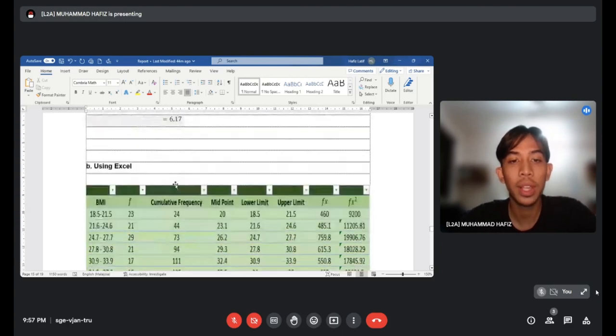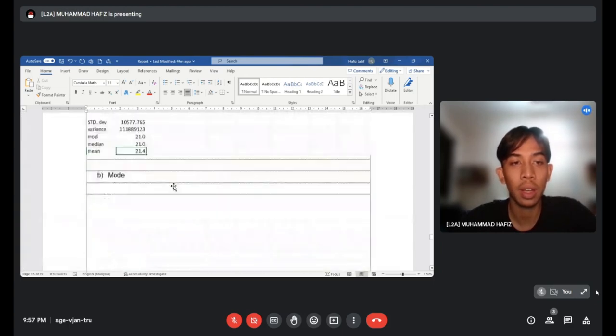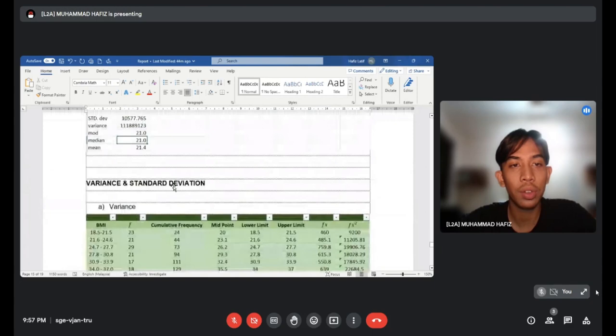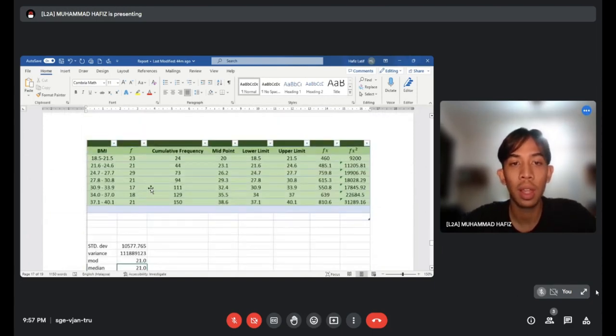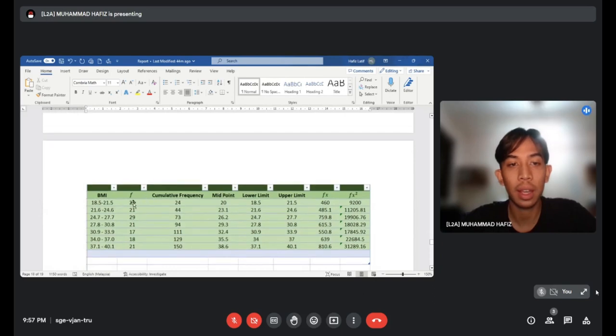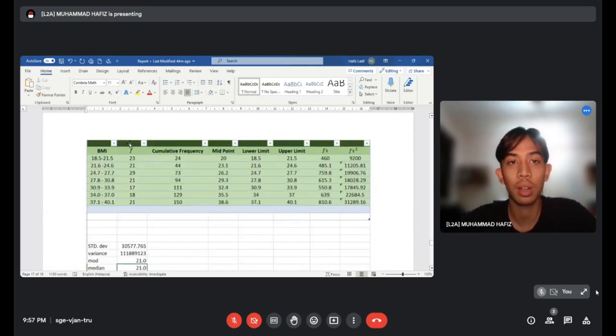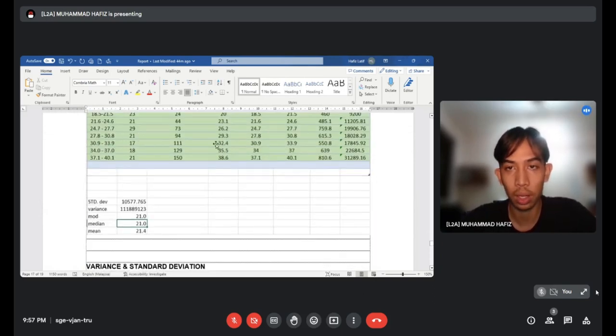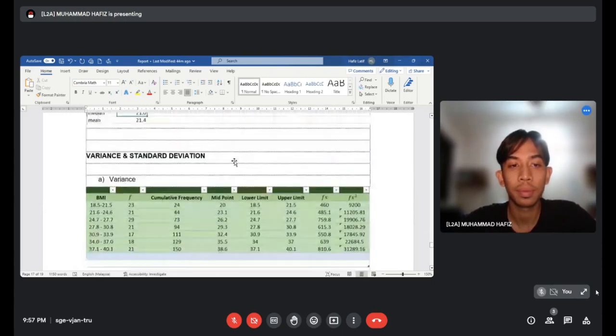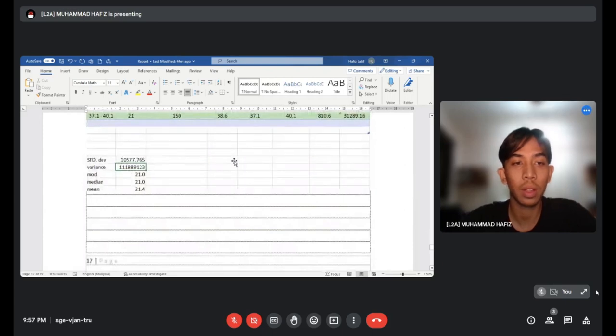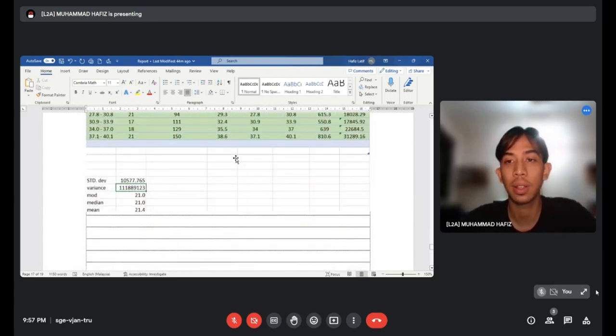So we can see the difference in the value between our calculation and the Excel. It is because of the data that Excel uses; maybe it used the raw data, while we use the table data for the theoretical calculation. The same goes for the standard deviation, which is affected because of the variance. That's all.